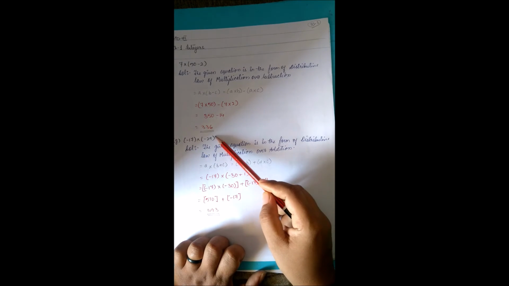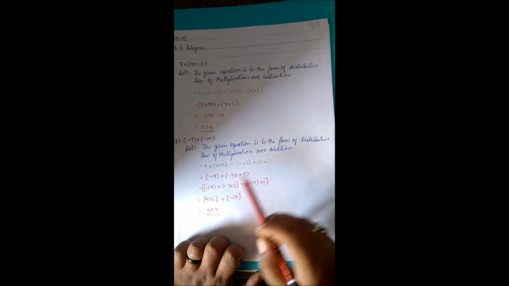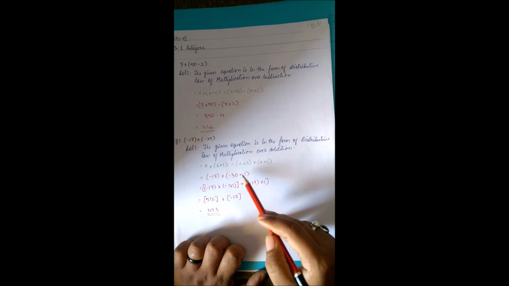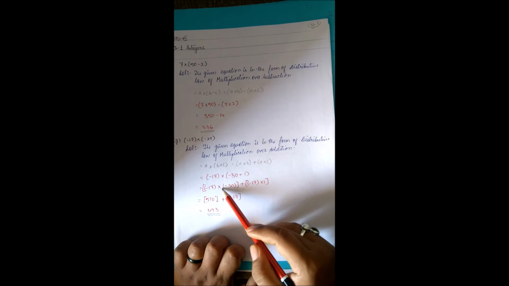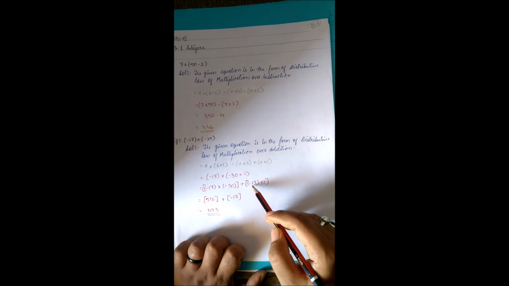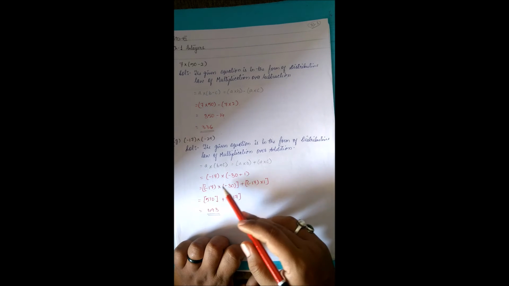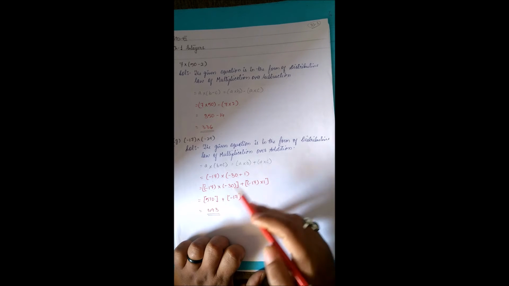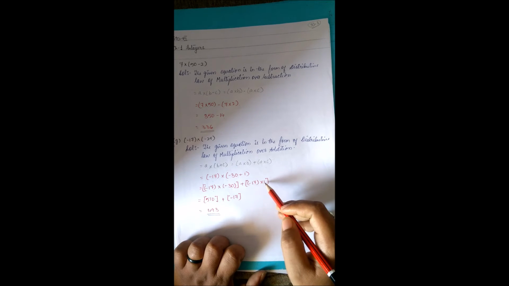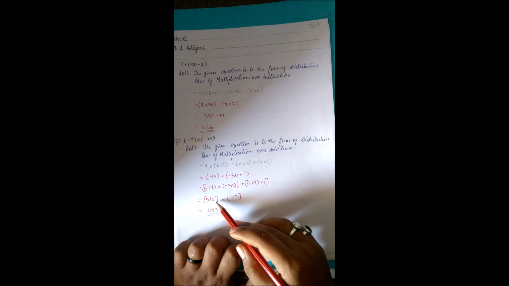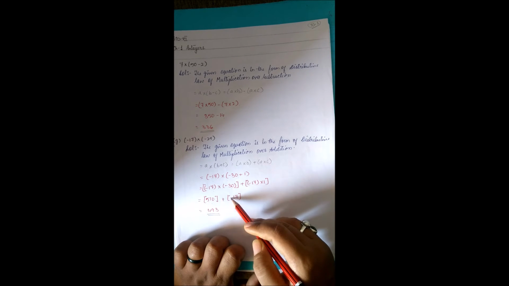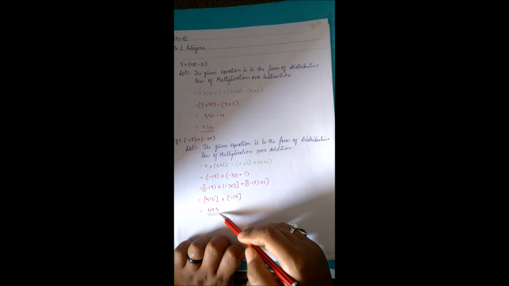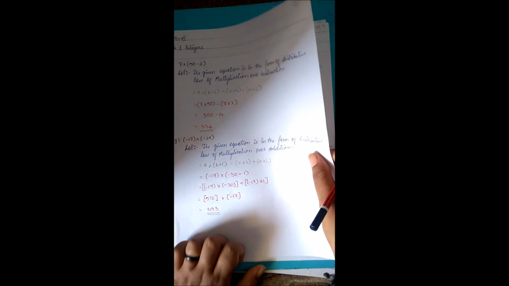Next is minus 17 into minus 29. This is in the form of distributive law of multiplication over addition. So minus 17 into minus 30 plus 1. So minus 17 into minus 30 we will take, and plus minus 17 into 1. So 17 into 30 is 510. Minus minus will become plus. And minus 17 into 1 is minus 17. Now 510 plus minus 17, so it is 493 as the answer.